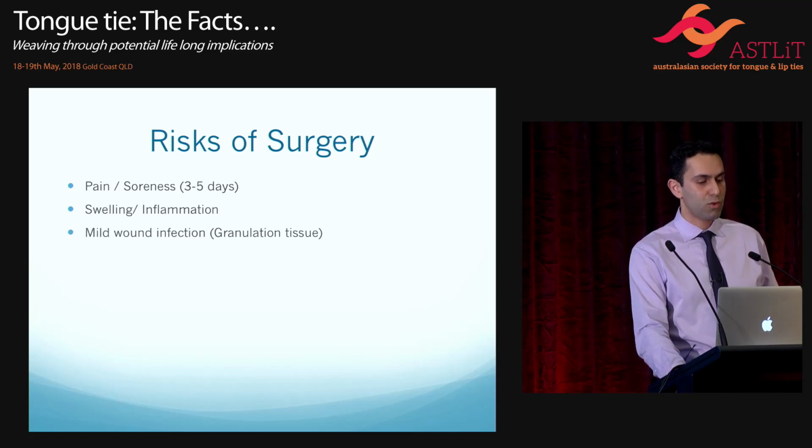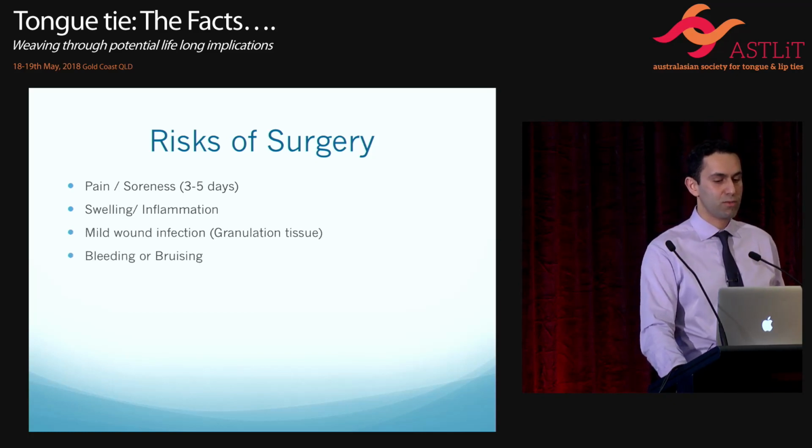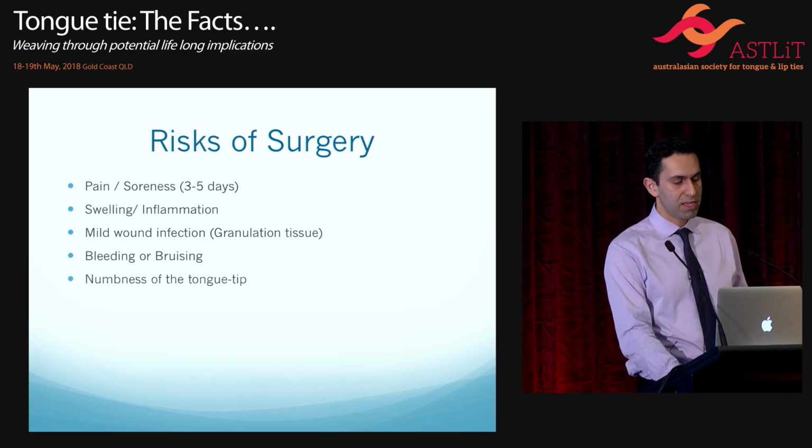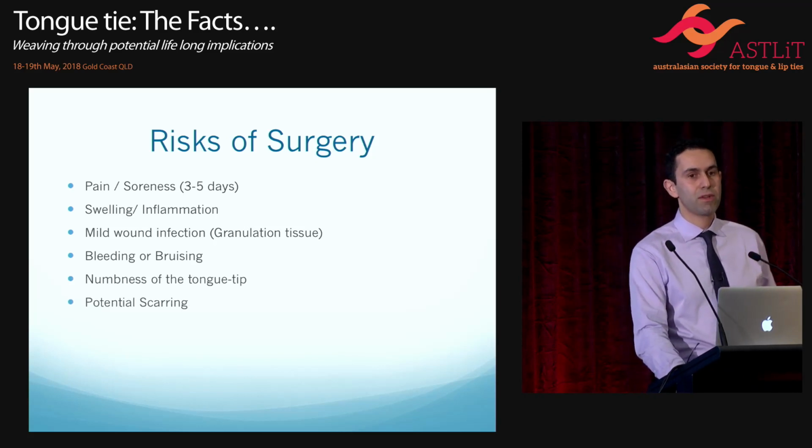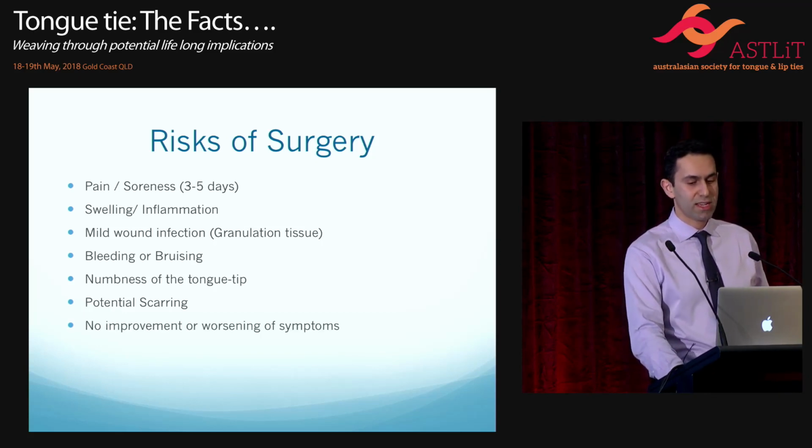Swelling and inflammation is normal. You may develop occasional mild wound infection, granulation tissue, bleeding or bruising, numbness of the tongue tip, which is in less than 1% of patients and usually comes back by about 6 months' time. Potential for scarring, no improvement or worsening, a need for revision surgery.